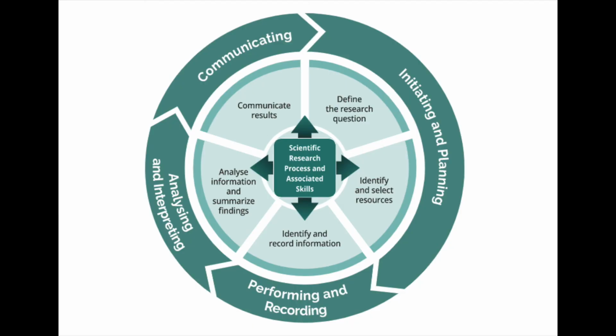Overall, the scientific research process includes 4 main stages: initiating and planning, performing and recording, analyzing and interpreting, and communicating. And this process is usually paired with a scientific experimentation process so that you can find information through various means to answer your research questions.